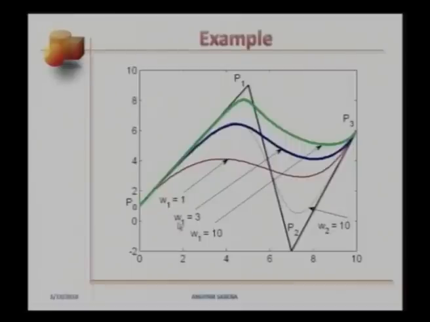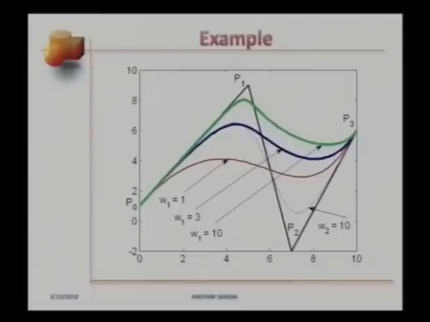If I increase the weight W1 to 3, I get the blue segment here. Observe the change in shape. This region of the curve has moved towards this data point. In other words, if I had increased the weight associated with P1, point P1 has attracted the curve towards itself. Let's confirm this. If I increase the weight W1 from 3 to 10, I get this green rational curve. Notice what has happened. P1 has significantly attracted the curve towards it.